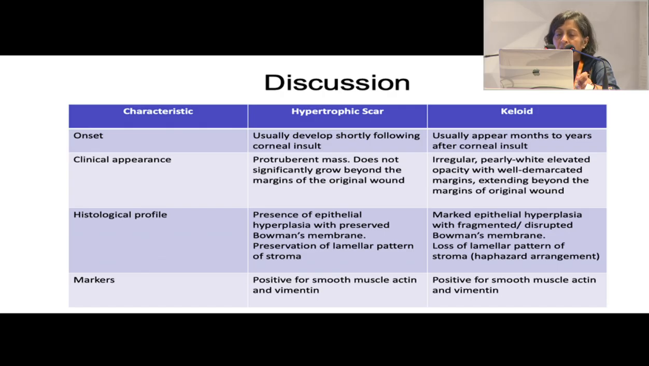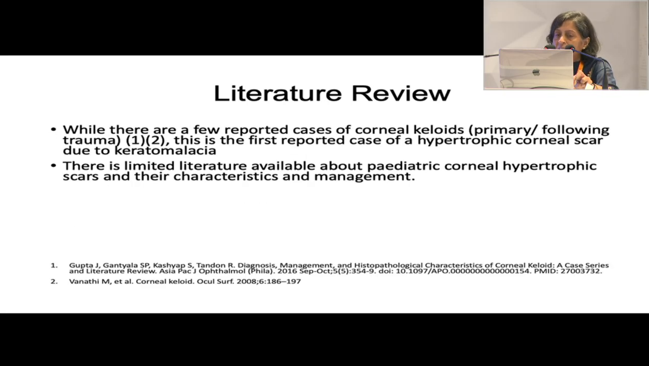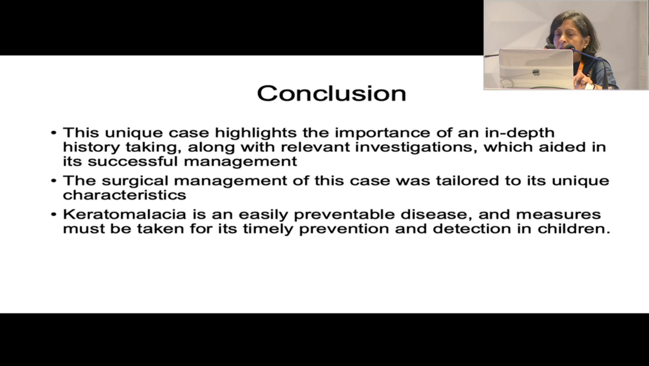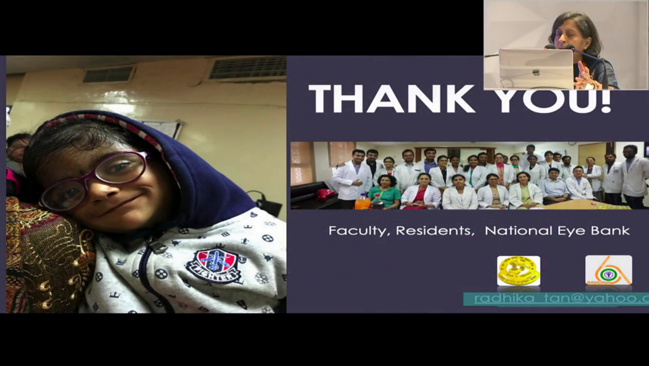So finally, the histological profile indicated that it was actually a corneal hypertrophic scar following a corneal insult, possibly by keratomalacia, and it is an atypical presentation. From literature review, there have been 2 reported cases of corneal keloids, but this unique case highlights the importance of in-depth history taking and surgical management: keratoplasty in one eye, and in the other eye, just observation with refraction and careful follow-up. Thank you.